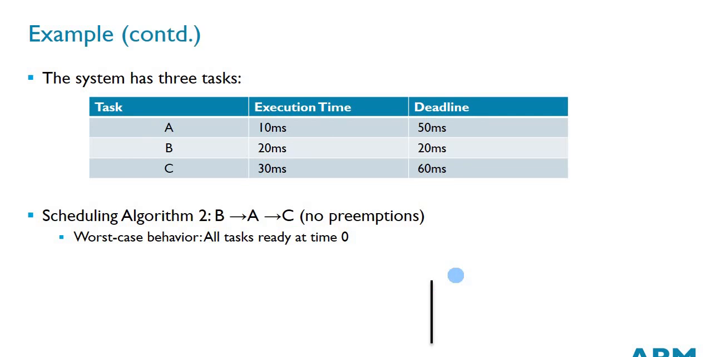Now let's look at another example where I schedule B to run first, followed by A and C. In this scenario, B takes 20 milliseconds, followed by A, then followed by C. I'm following this sequence here: B, A, and C. Now let's look back at the deadlines. What do you see? The deadline for B is met, the deadline for A is met, and the deadline for C is also met. So all three tasks can be scheduled within their deadlines.